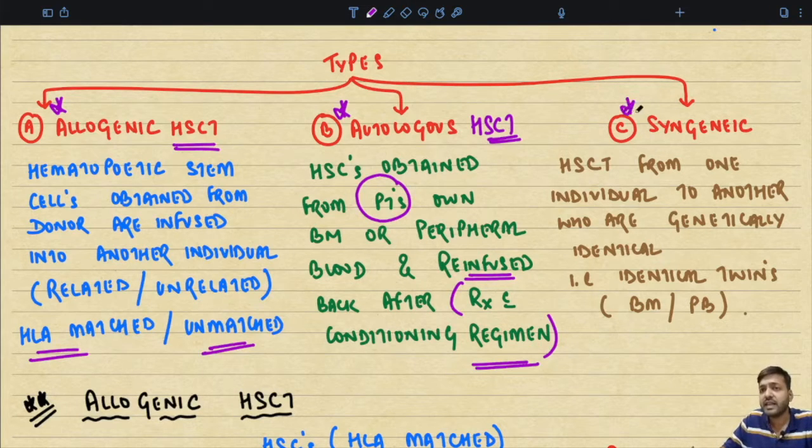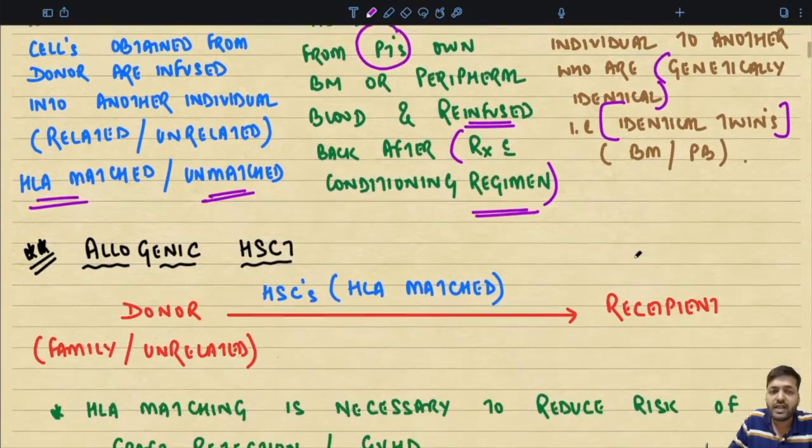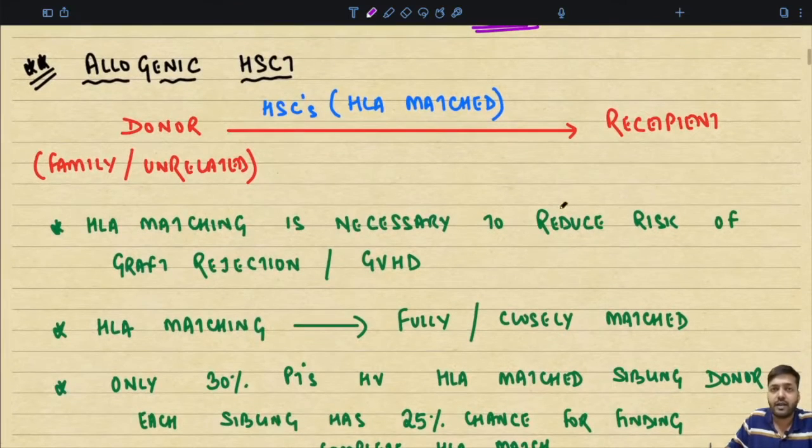Now, the syngenic variety of hematopoietic stem cell transplant is a type of transplant occurring between two individuals who are genetically identical. That means when the transplant is taking place between identical twins, we call it a syngenic hematopoietic stem cell transplant. So, these are the three important varieties of hematopoietic stem cell transplant. First, we are going to read about the allogenic variety.